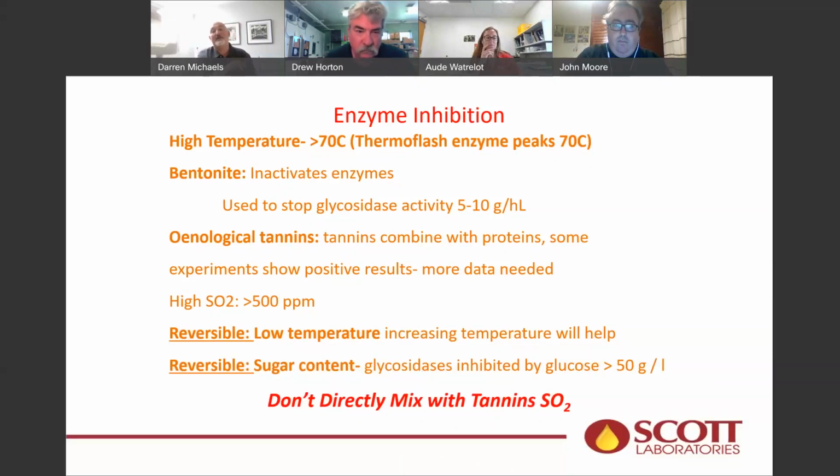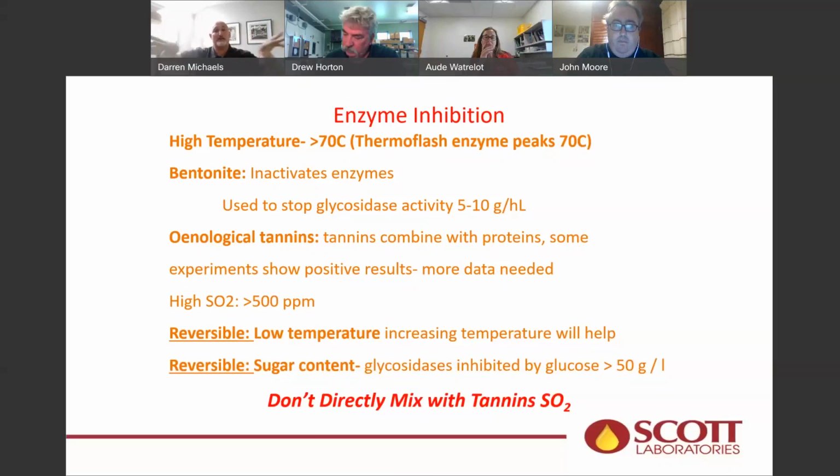The other thing that can happen is if you add enological tannins. A lot of times if you add them directly together, because tannins bind with proteins, they might affect the tertiary structure of some of the enzymes. You're not going to get the best activity if you mix your enzymes with your tannin.